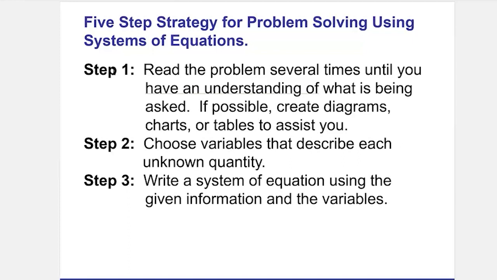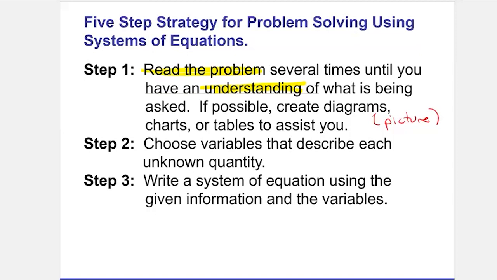So again, I know we've gone over this a few times, but I'm going to go over it again. The 5-step strategy for problem solving using systems of equations is really the same as what we saw before. Before it was 4 steps. First, we want to read the problem until we understand, and if possible, create diagrams, charts, or tables. Basically, if you can draw a picture, okay?